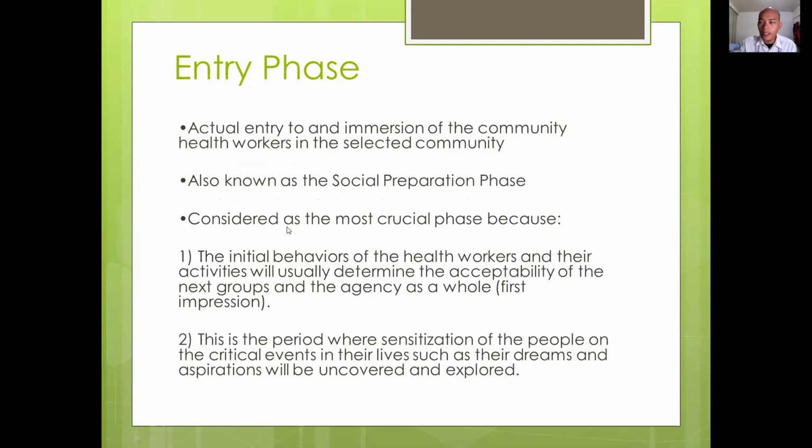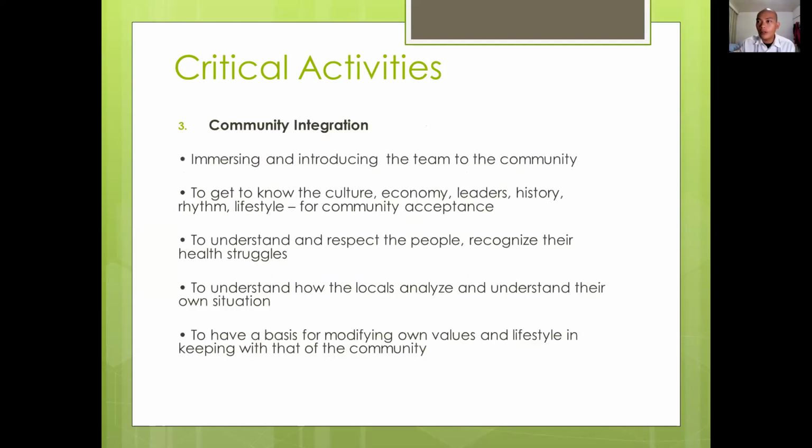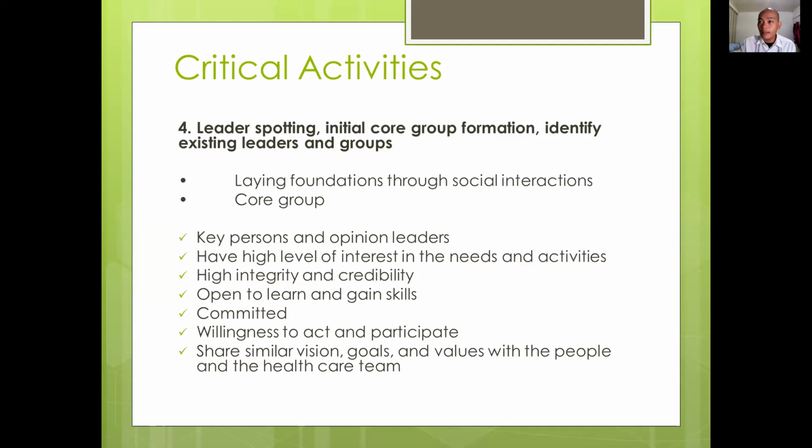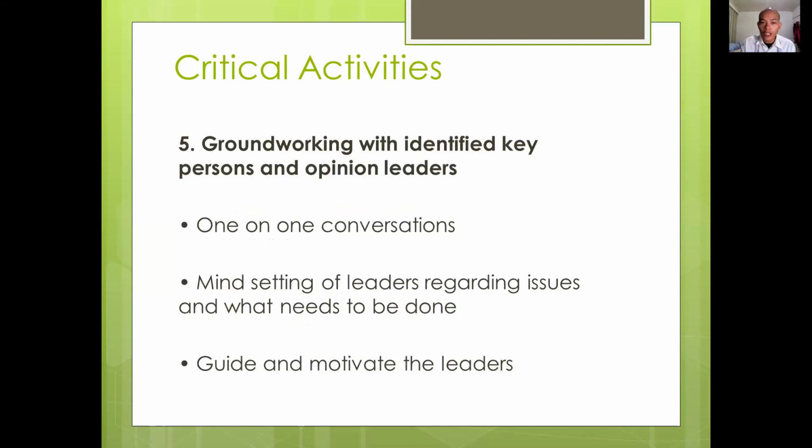So for today, we discussed the entry phase of COPAR. We described what is the entry phase. And then we went through the parts of the entry phase, which includes the courtesy call, the ocular survey, community integration, leader spotting and core group spotting, ground working or talking personally to the leaders, informal leaders, and also the opinion leaders, putting them in the same page as ours, and also learning to go to their page, for example, ano yung opinion nila that we can use.